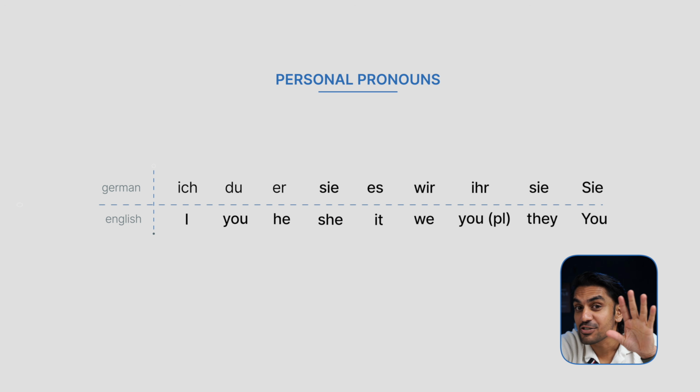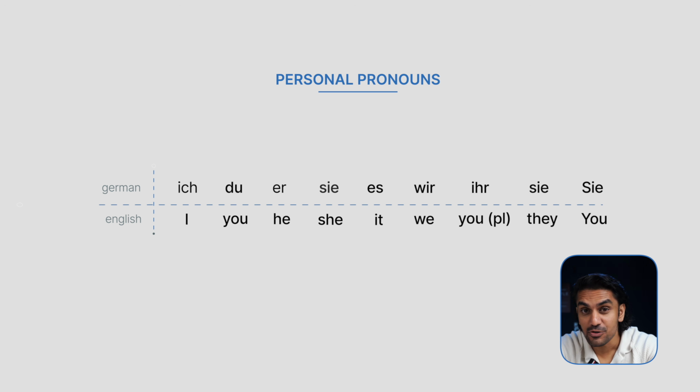One, there are actually 2 ways to say you, du and Sie. Now, du is the informal version. You use it with your friends, family, or people of your age. Sie, on the other hand, is the formal version. You use it with strangers, older people, or in professional situations to show respect or politeness.